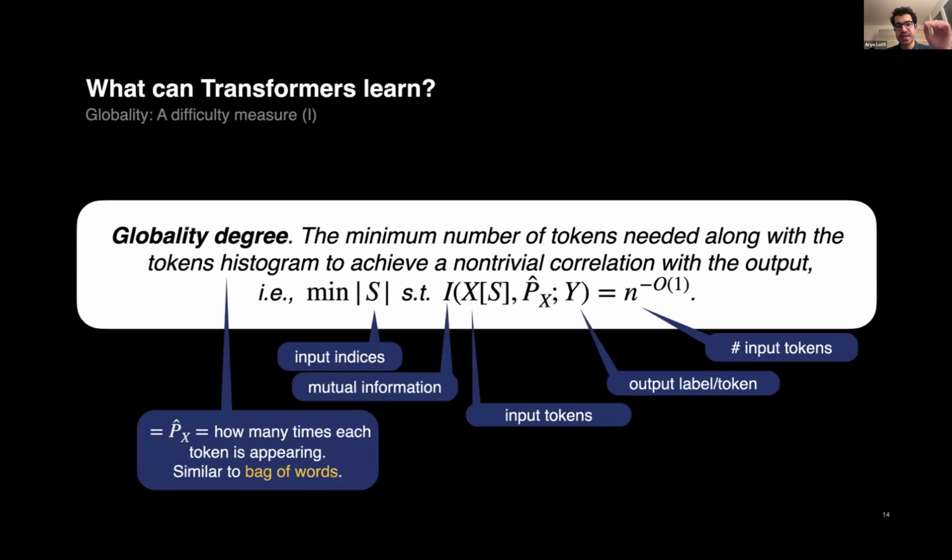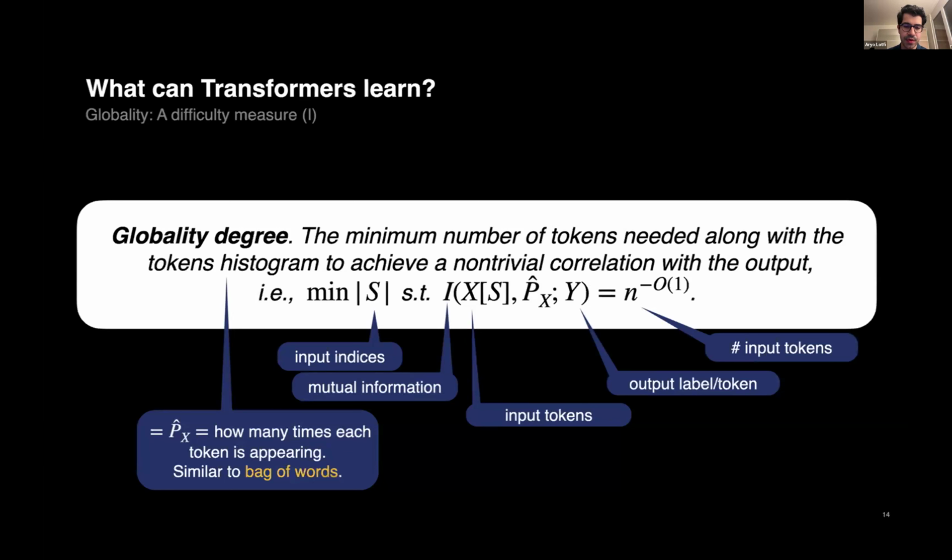By input histogram, we mean simply how many times each token appears in the sequence in total. So it's just like bag-of-words information, without any information about the position of the tokens. And when we say inverse polynomial, this is in n, which is the number of input tokens that the transformer receives.